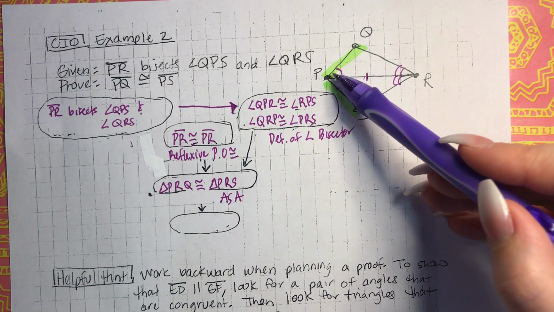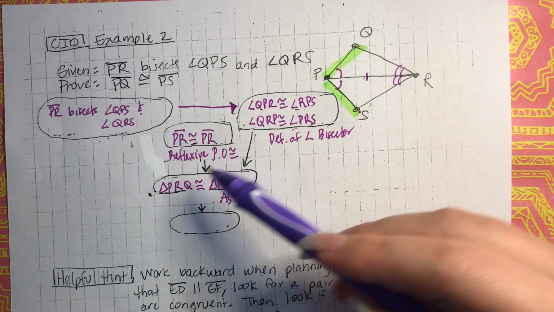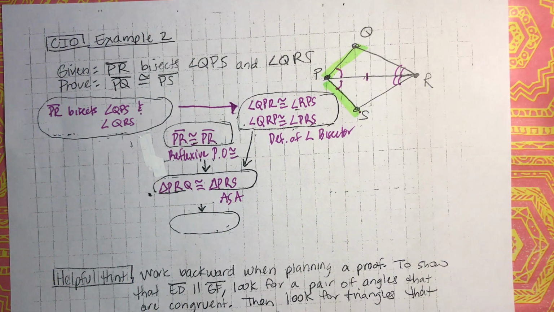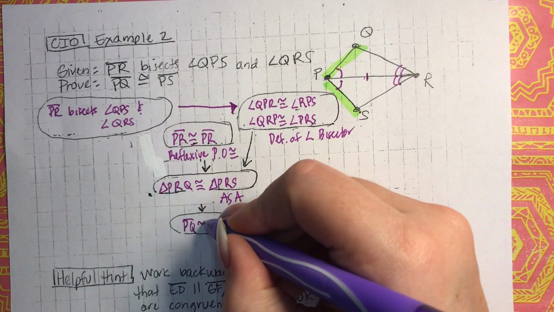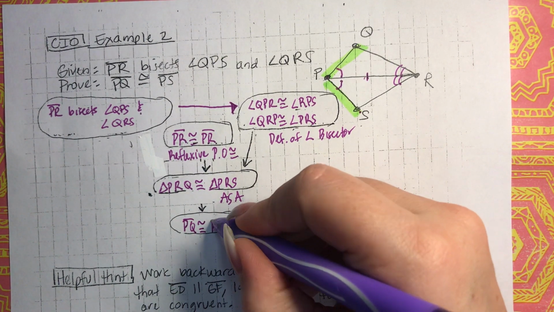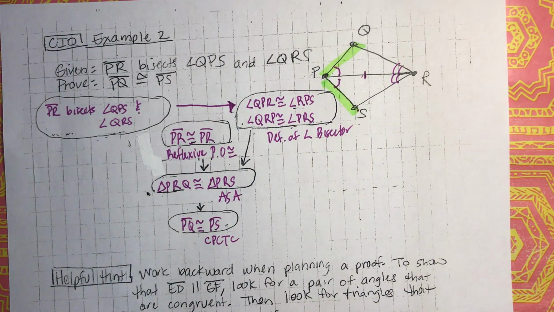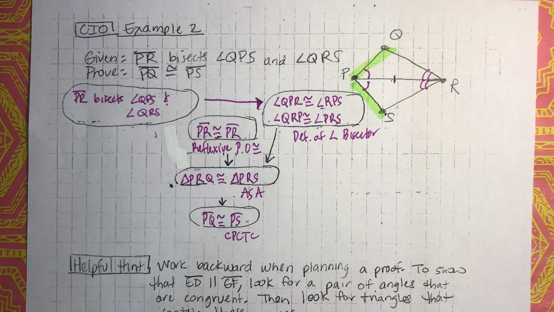Now, we just need to see, are these corresponding parts? So here, PQ is the first and the third, and PS is also the first and the third. So we know that these 2 sides are corresponding parts of congruent triangles. So we can say segment PQ is congruent to segment PS because of CPCTC. And that's it for example 2. All right, I'll see you guys in a little bit for example 3. All right, see you in a bit.